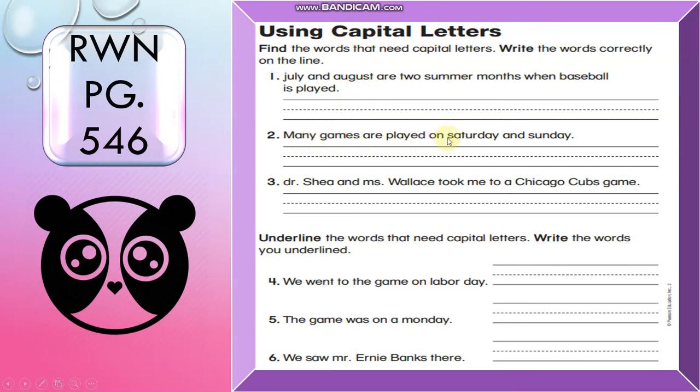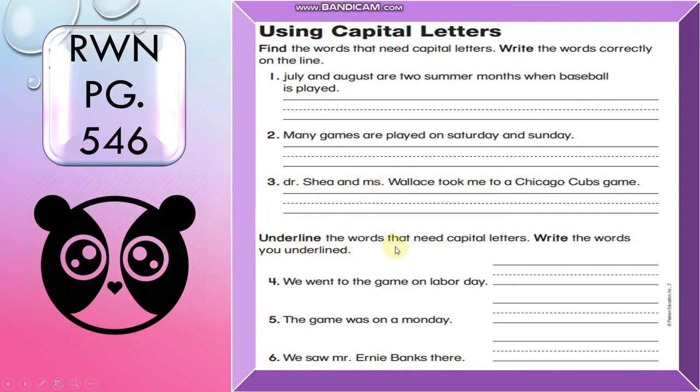Many games are played on Saturday and Sunday. Isn't Saturday the name of a day? It is, right? So which other word needs to be capitalized? Think about it. Write them right here. Next, Dr. Shear and Miss Wallace took me to a Chicago Cubs game. That's exciting. Which words do I need to capitalize? Doctor, do I need to capitalize it? It's a title. What about Miss?